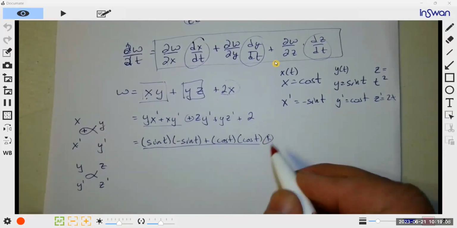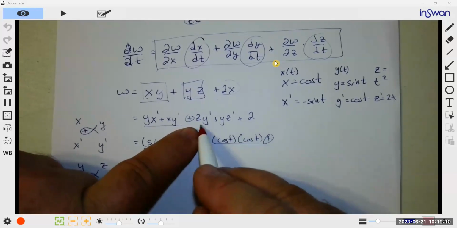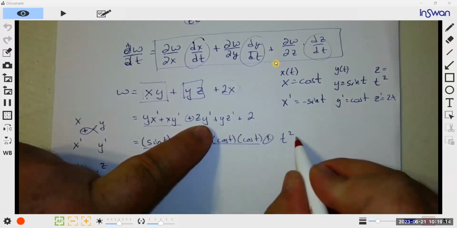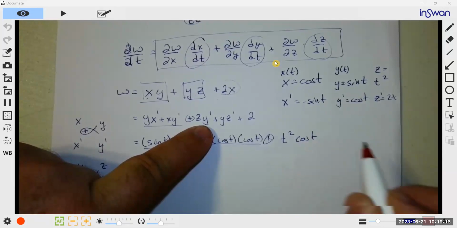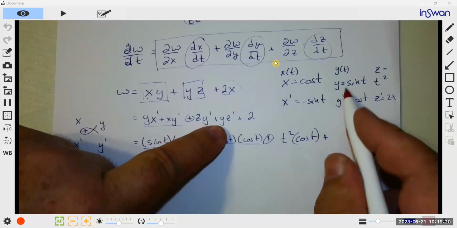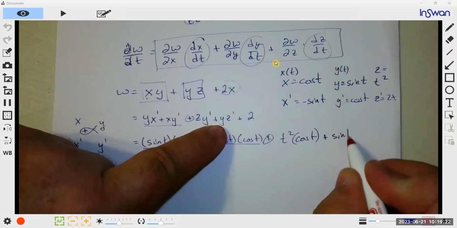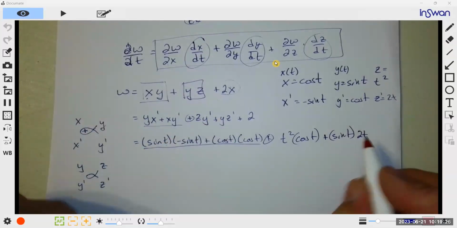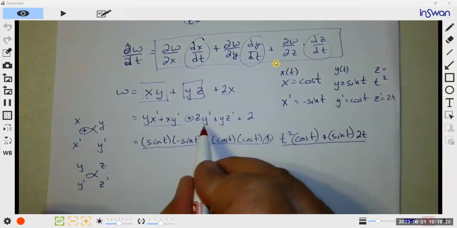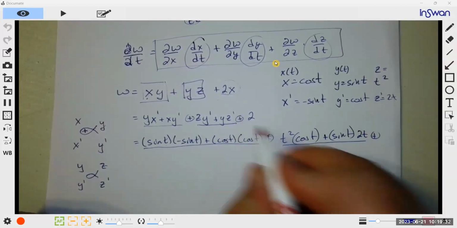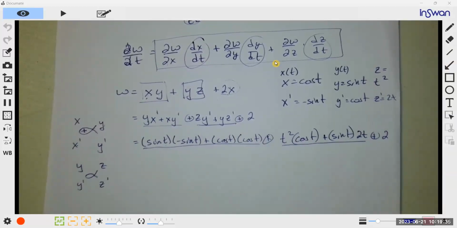There's the plus. Now we do z, which is t squared, times y prime, cosine t, plus y, which is sine t, times z prime, 2t. So these four equals this. There's that plus 2.